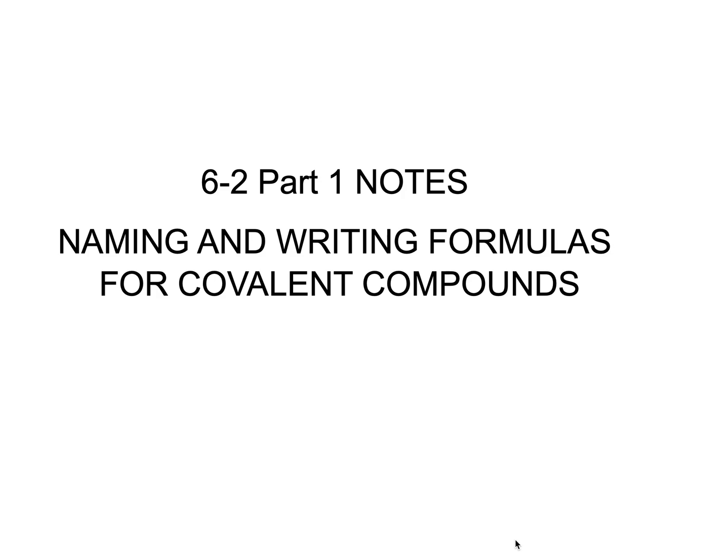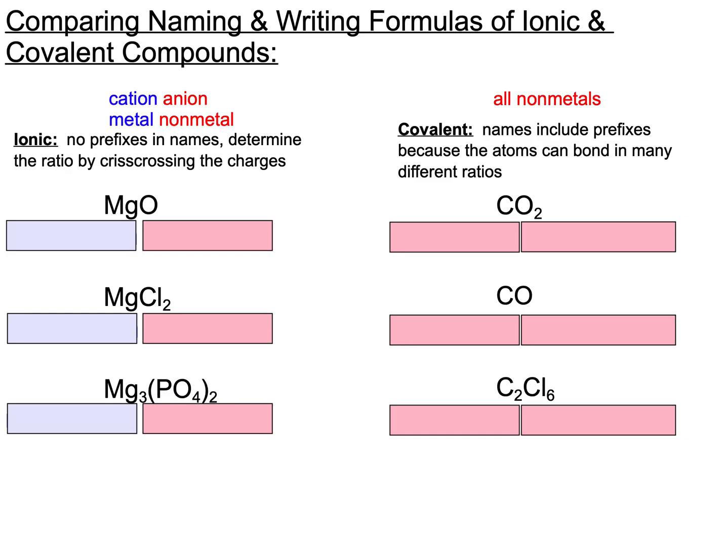All right, so right now we're going to talk about how to name and write formulas for covalent compounds. Now, we've been doing this for ionic compounds, but now we're going to switch gears a little bit and look at how to do this for covalently bonded molecules. So the first thing you have to know when you're getting ready to name something or write the formula for something is which set of rules to follow. Do you follow the ionic rules or do you follow the covalent rules?